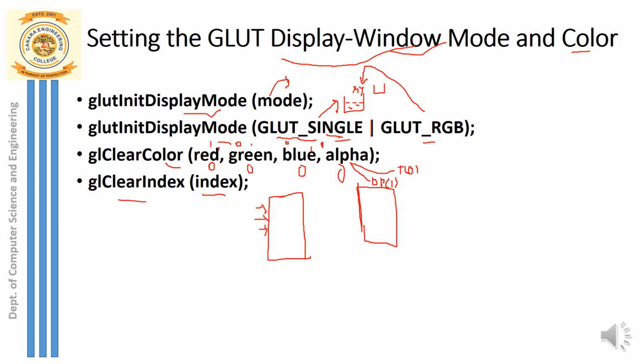And definitely, in order to make the search easier, this lookup table has something called an index. So with the help of an index, you pass the parameter as a proper index here. With the help of that index, the appropriate color will be searched from the lookup table, and that color is set here for the background of the display window. So GL clear index also can be used to set the background color.